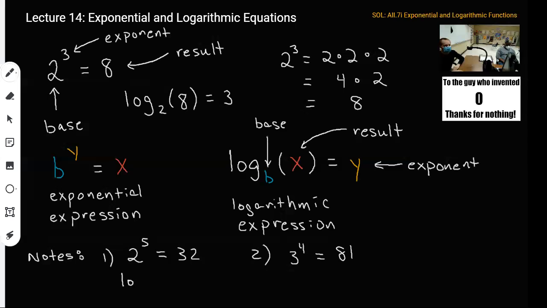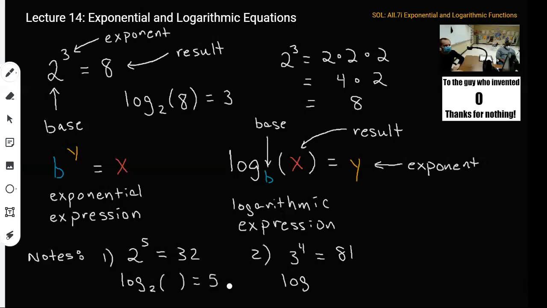I'll go ahead and start off with the log. We're going to write log for both of those. And we're going to start off with the base. So for the first one right here, our base is 2. So we're going to put a small 2 under there. The next thing we're going to do is we're going to take the exponent and throw it to the other side. So on the other side of the equal sign, you're going to have the 5.